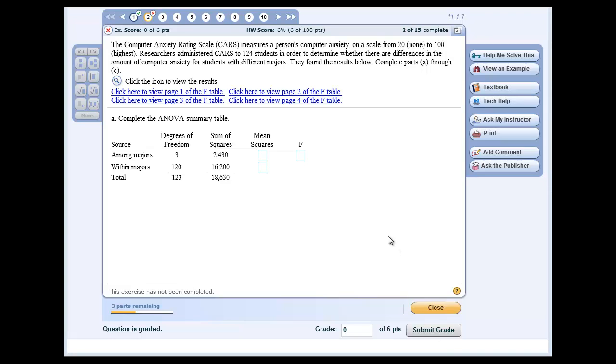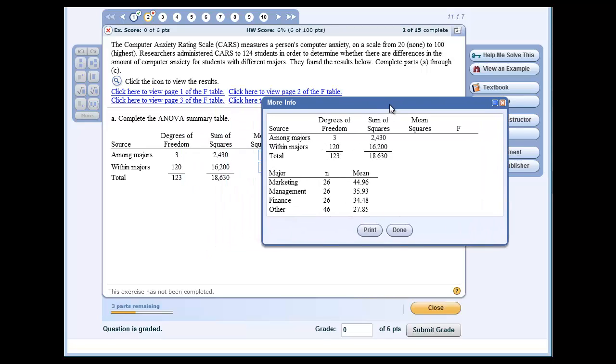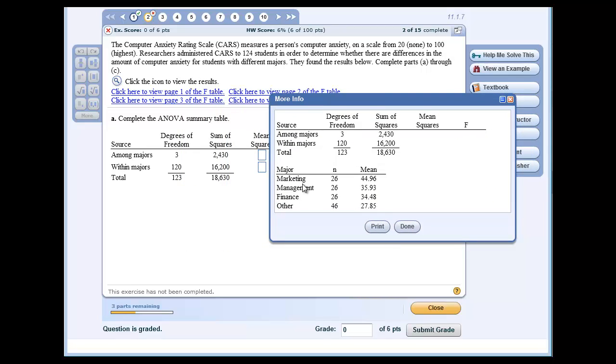So this is Module 1, Problem 2. And so what we have here is an Anova table. And we can click the icon here to view our data. And what we're going to notice is we have the table here, and then we're going to have 4 comparisons, or 4 groups that we're looking at.